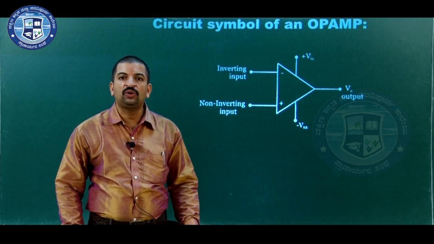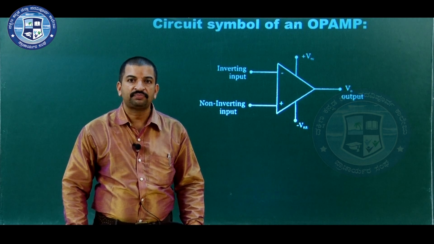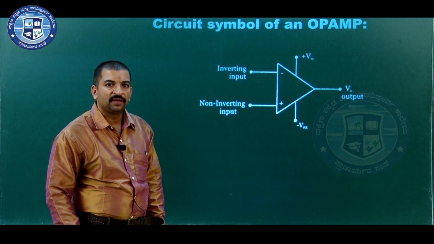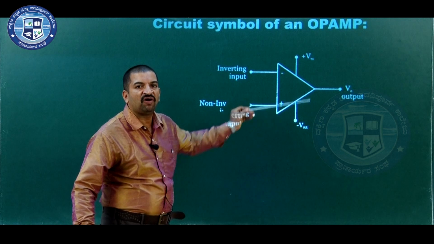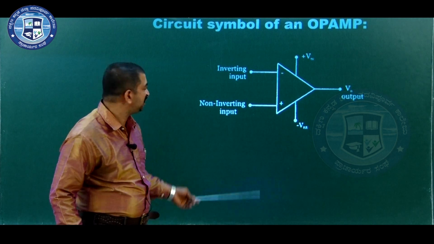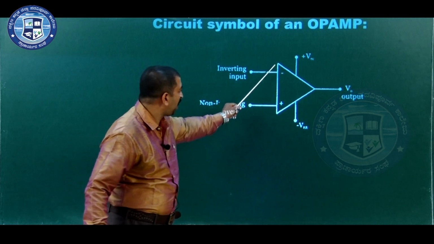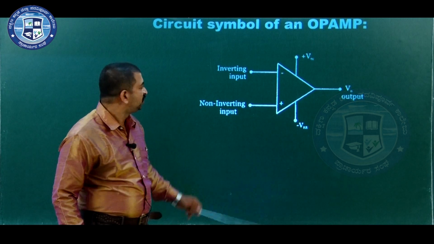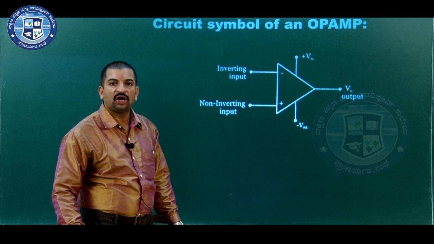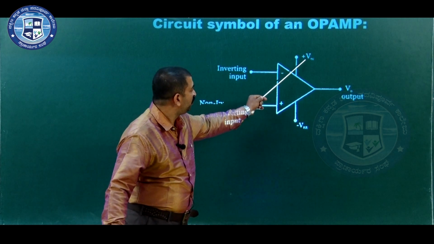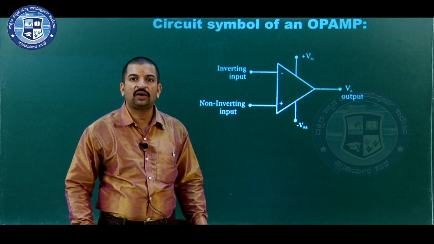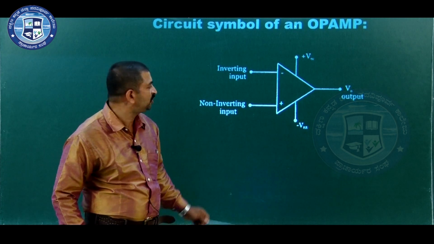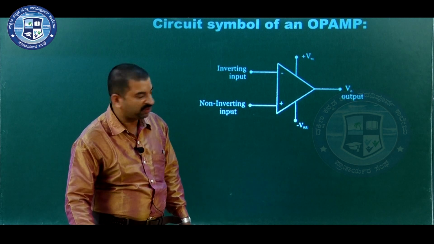Now, let us study the circuit symbol of the operational amplifier. The symbol resembles a triangle. This triangle indicates the direction of flow of signal, that is from the input to the output. The two inputs are the inverting input and the non-inverting input. Here we have to connect two power supplies. These are called the dual power supplies. One is the plus VCC and the other is the minus VEE. This is the circuit symbol of the operational amplifier.